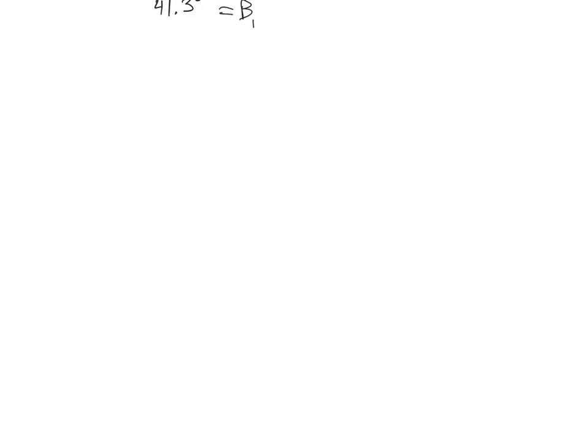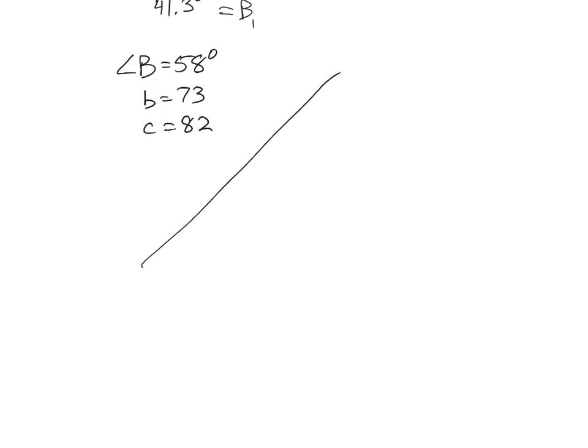All right, so here is, let's see here. How about we do angle B is 58 degrees. Little b is 73. And little c is 82. All right, so let's try to draw it accurately. I'm going to draw this a little bit larger here. 58 degrees is about like this. So this is angle B. This is 58 degrees.